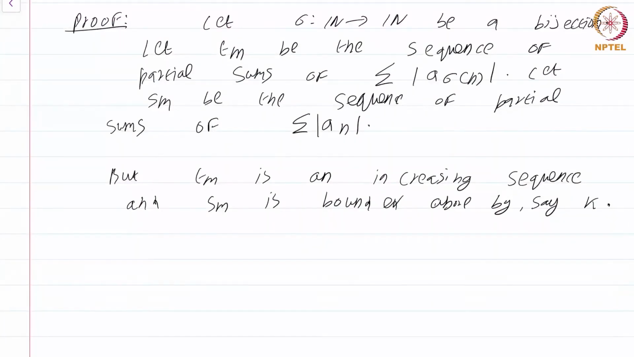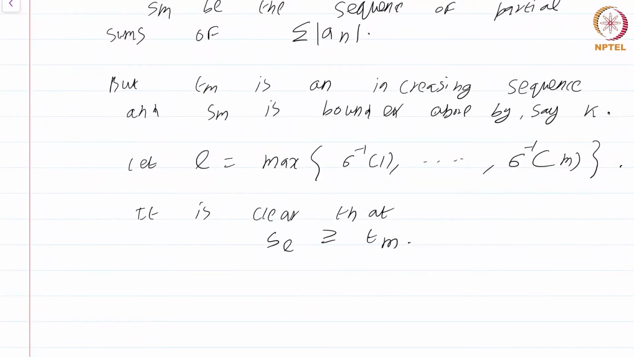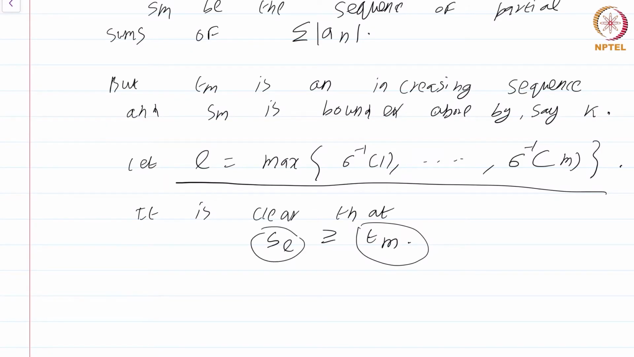Now what we do is the following. Let L be equal to the maximum of sigma inverse 1 through sigma inverse m. What I am doing is looking at where the first m terms of the rearranged series are coming from in the original series. Now it is clear that SL is greater than or equal to Tm. Why is that the case? Well, look at what I have done. L is the maximum of sigma inverse 1 to sigma inverse m. That means every single term that comprises Tm will occur in this sum SL also, and possibly more terms can occur. Therefore, SL will have to be greater than or equal to Tm.